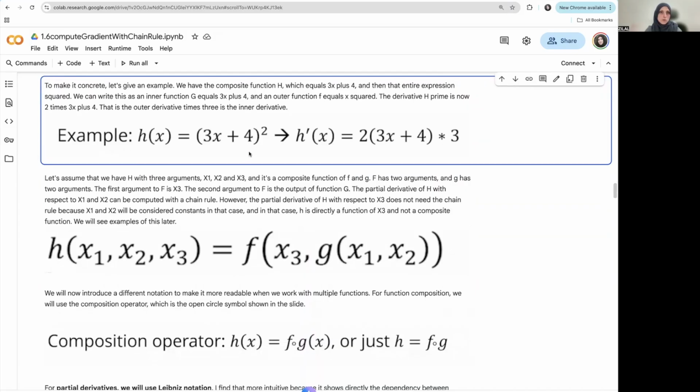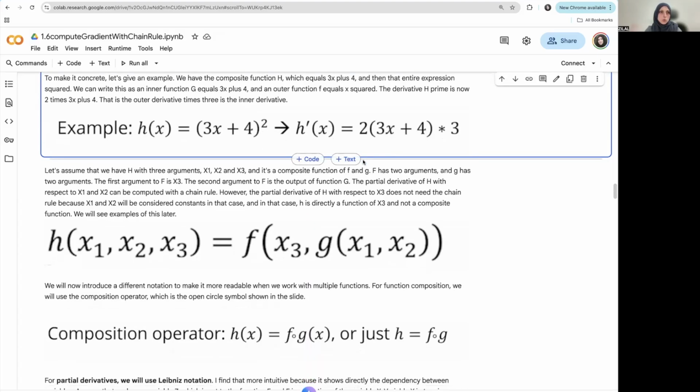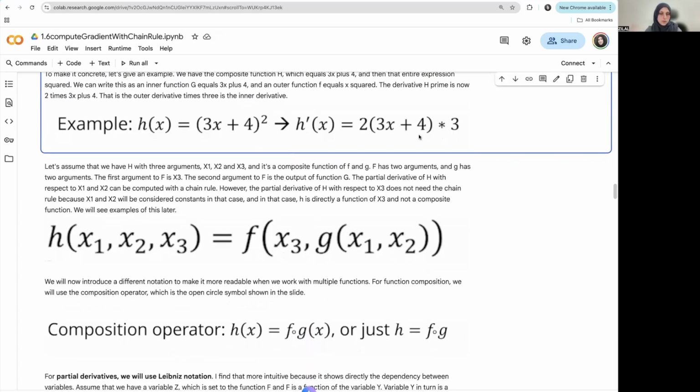We have the composite function h of x equals (3x plus 4) squared. We can write this as an inner function g of x equals 3x plus 4, and the outer function f of x equals x squared. The derivative h prime is now 2 times (3x plus 4). That is the outer derivative, times 3, which is the inner derivative. This is the inner function, 3x plus 4.